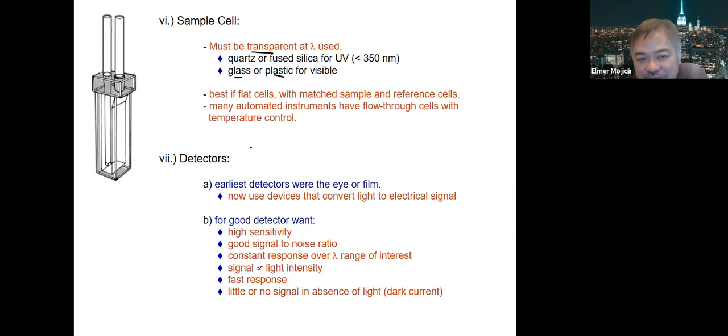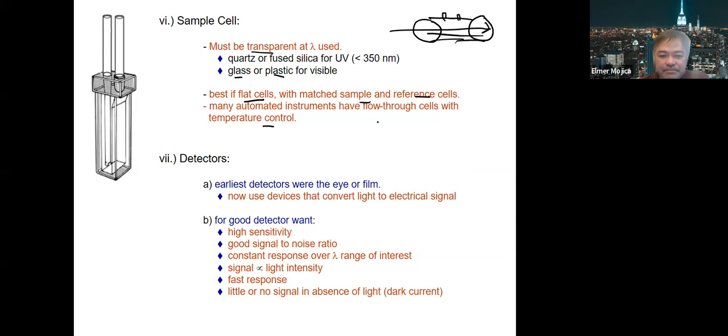So best if you have flat cells with sample and reference cells. Many automated instruments have flow-through cells with temperature control. It's usually like ganyan. Hindi lahat ng cell ay square. Meron ako nakita na parang ganito. So sa tingin niyo, saan daadaan yung light? If you have a cuvette like this, that way. Okay?